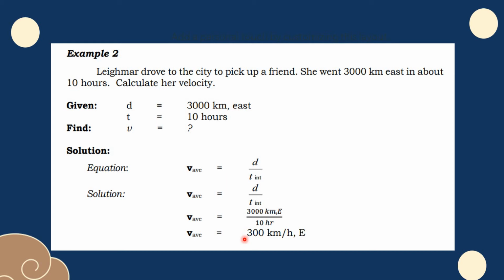So by substitution, we have V average, or this velocity, is equal to 3,000 kilometers due east over 10 hours. By simplifying this, we have the average velocity is equal to 300 kilometers per hour due east. So remember, speed is just a magnitude. When we say velocity, there is a magnitude and direction.